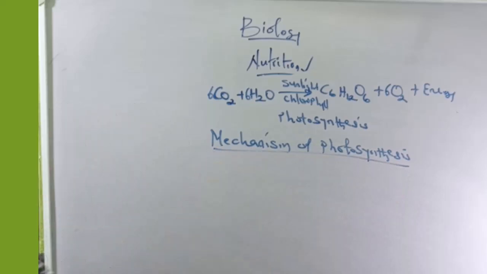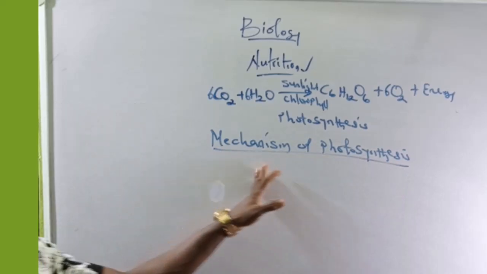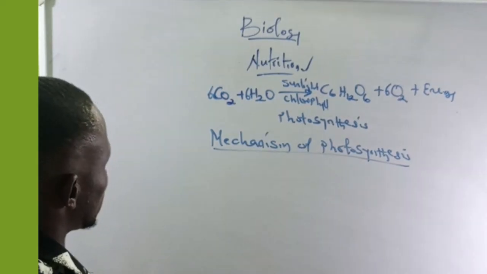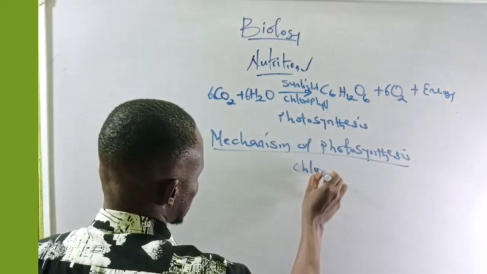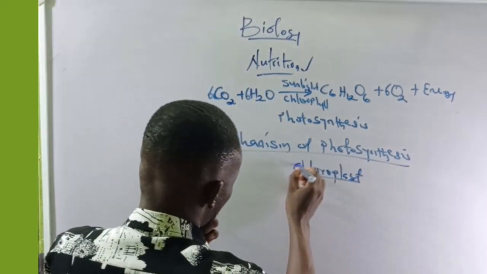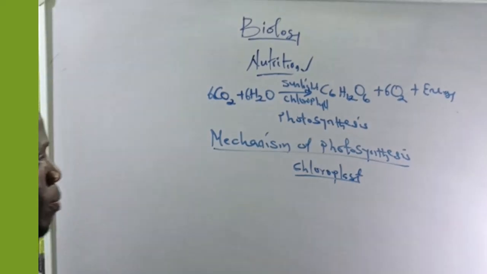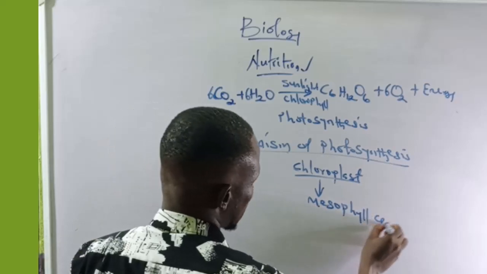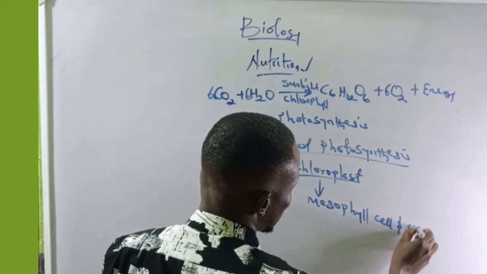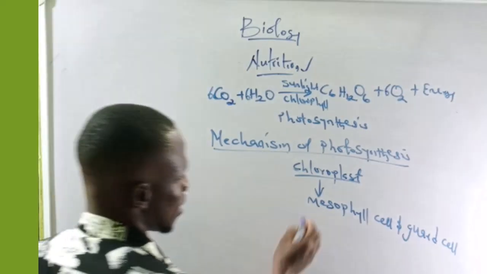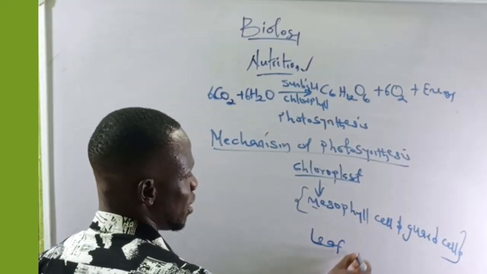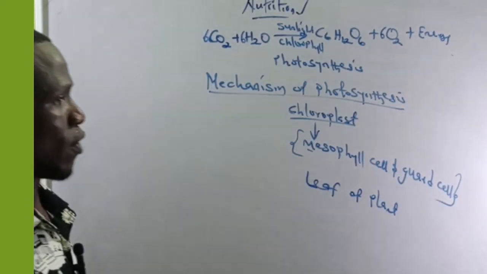The mechanism of photosynthesis. How does the plant undergo photosynthesis? Photosynthesis takes place in the chloroplast of plants, a cell organelle, in cells called mesophyll cells and the guard cells. These are the cells where photosynthesis takes place. These cells can form tissues that give rise to the organ. These cells can be found in the leaves of plants.